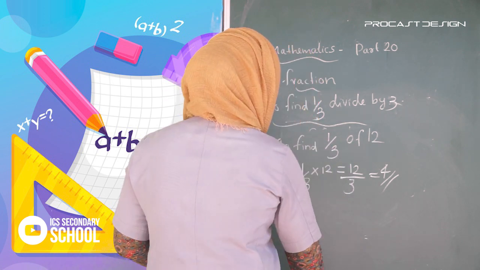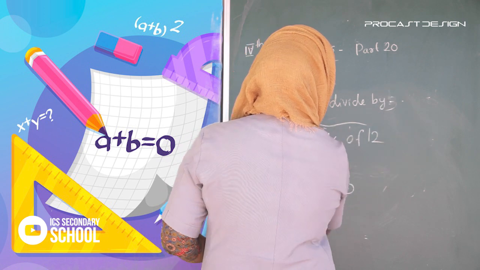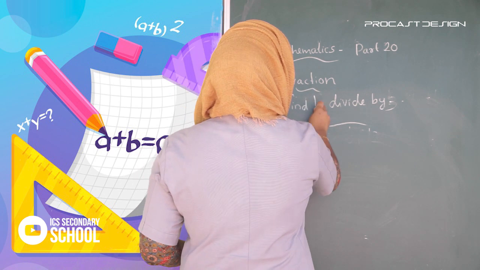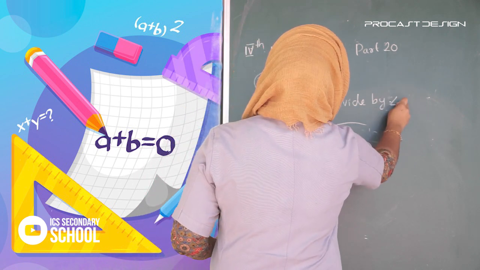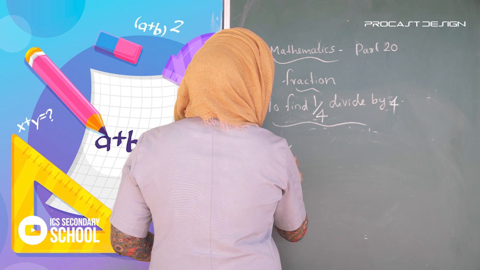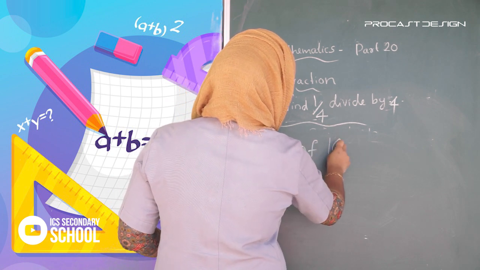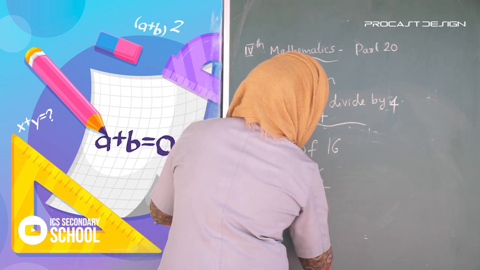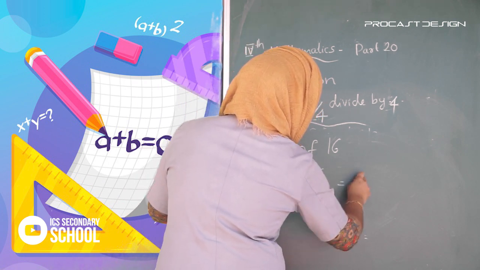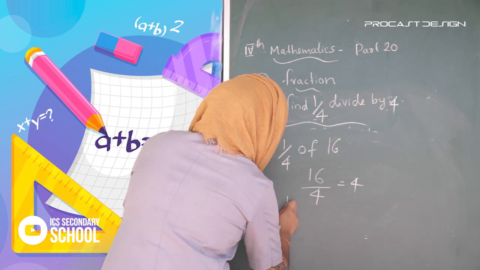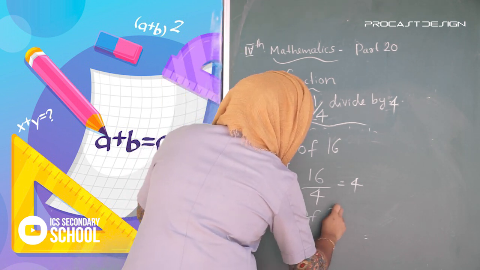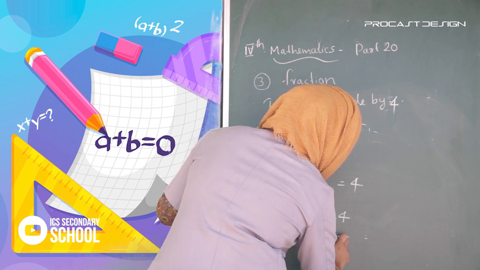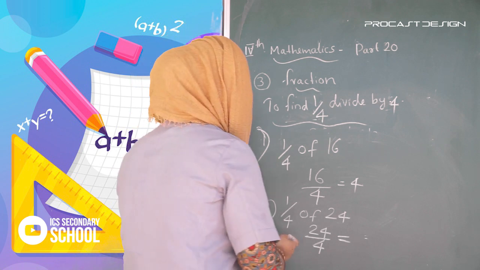Next, to find 1 by 4th, the same method we can take, divided by, yes, it is 4. So 1 by 4 of 16 means 16 divided by 4. We get the answer 4. 1 by 4 of 24 means 24 divided by 4. How many 4's in 24? Yes, 6.